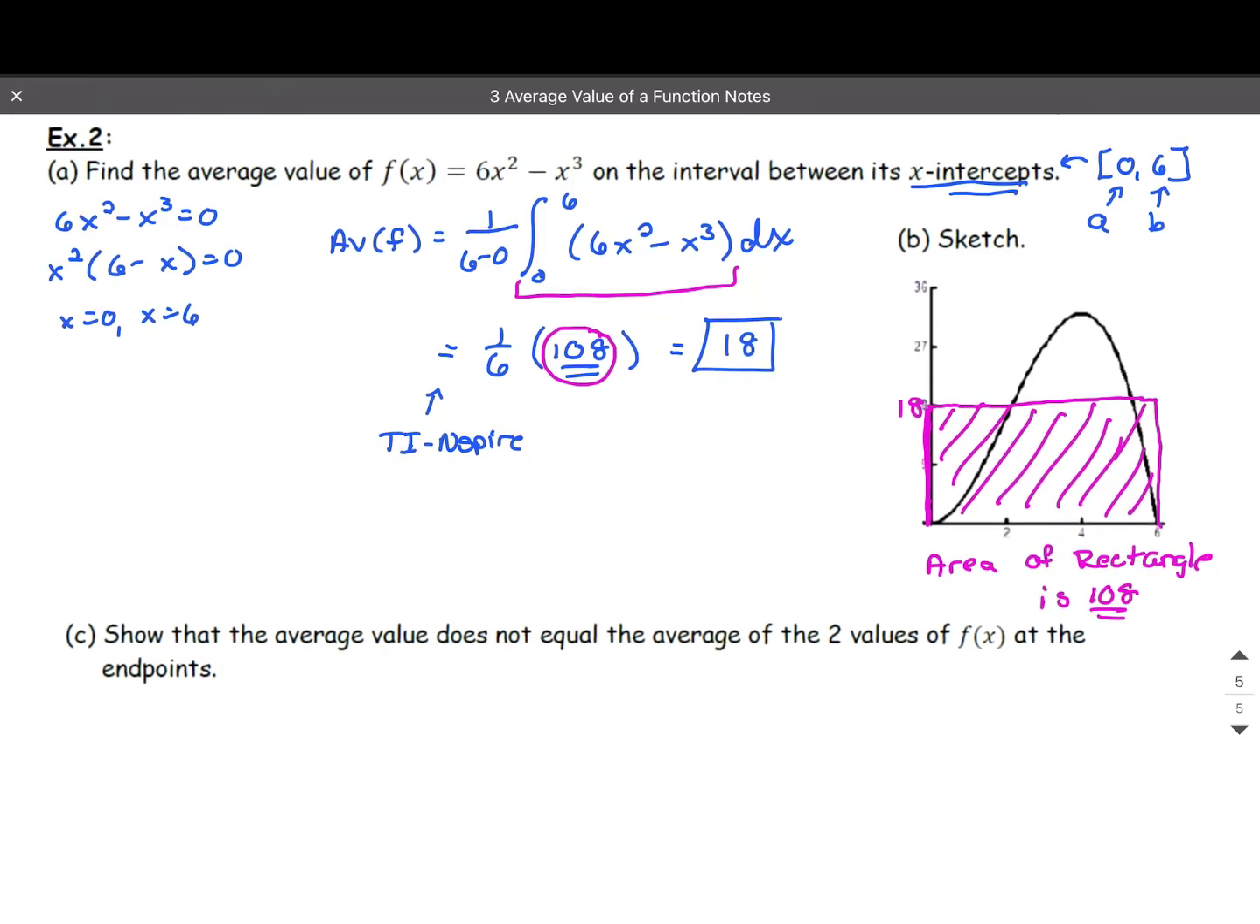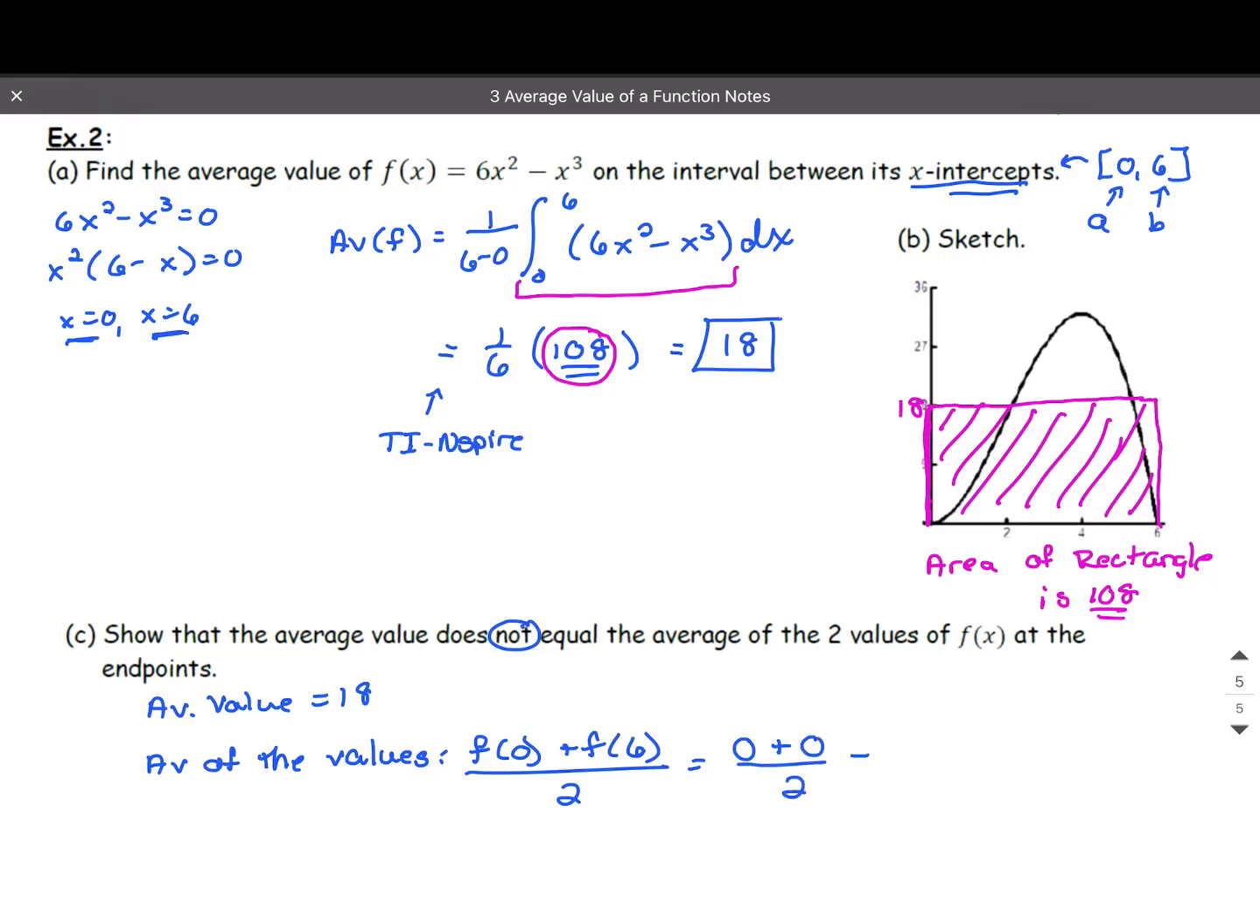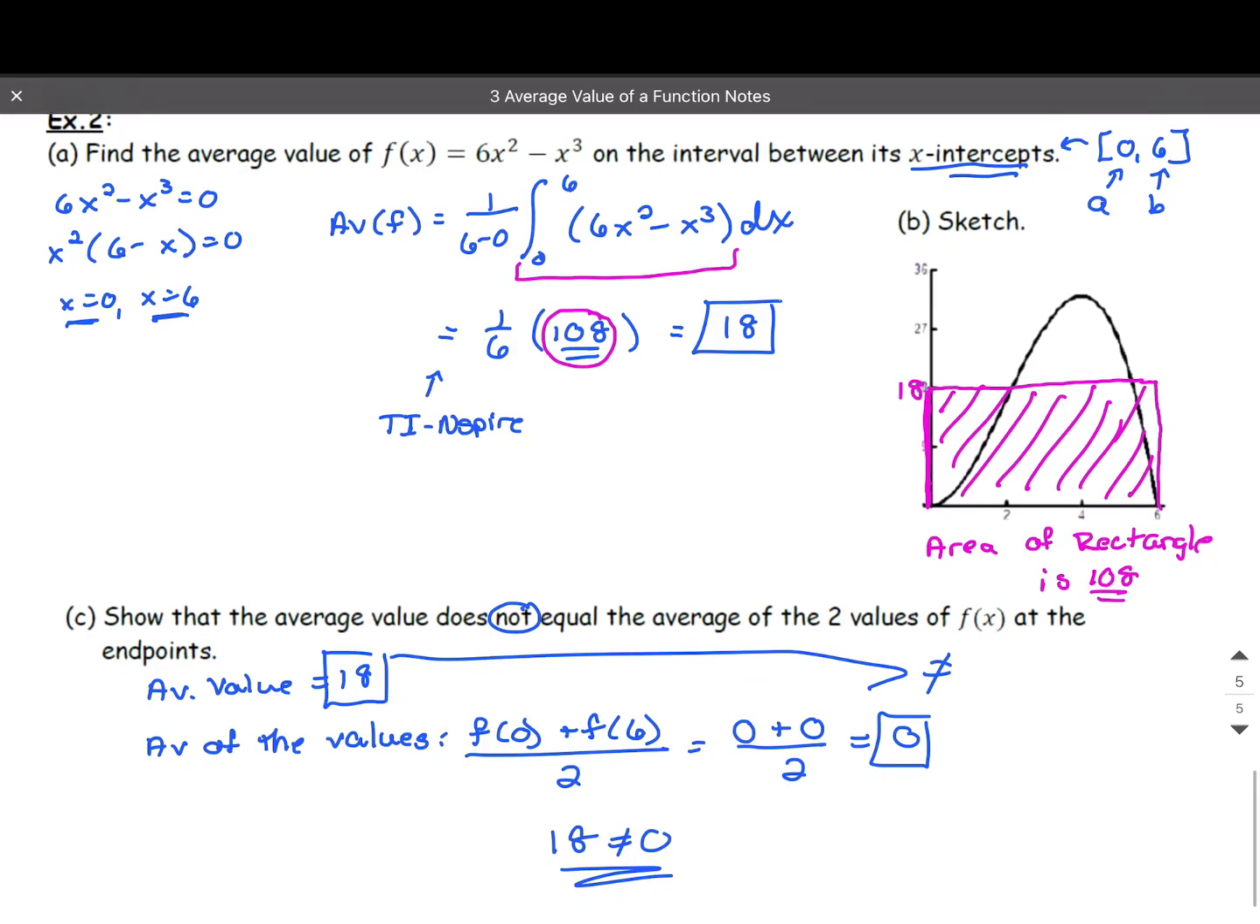Now, next part. Show that the average value does not equal the average of the two values of f of x at the endpoints. Well, first of all, we know that the average value is 18. If we find the average of the two values, that would be f of 0 plus f of 6 all over 2. Now remember, we just found that 0 and 6 were the roots, which means that f of 0 is 0 and f of 6 is 0, which means that their average is 0. Are these numbers the same? Heck no. 18 does not equal 0. We're done.